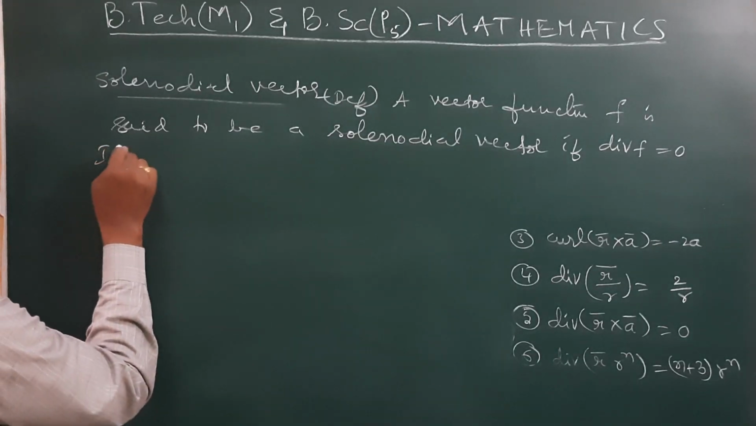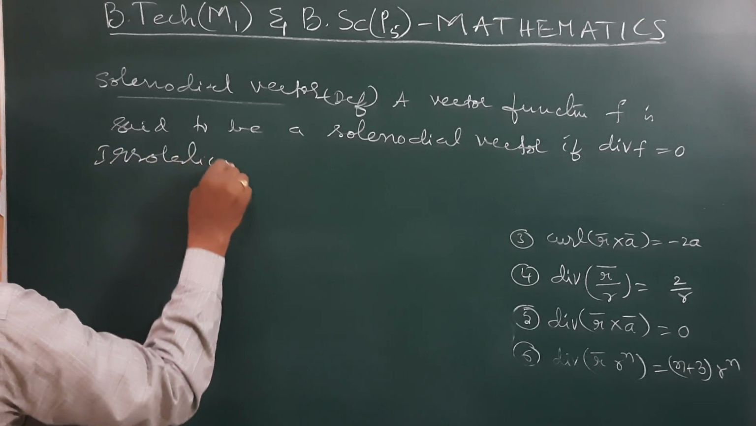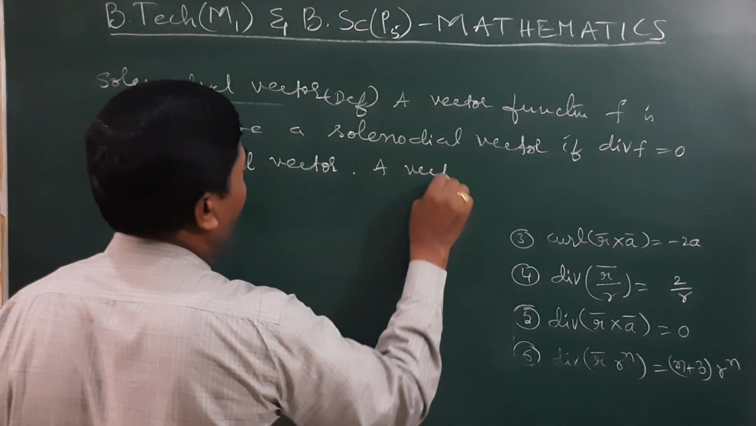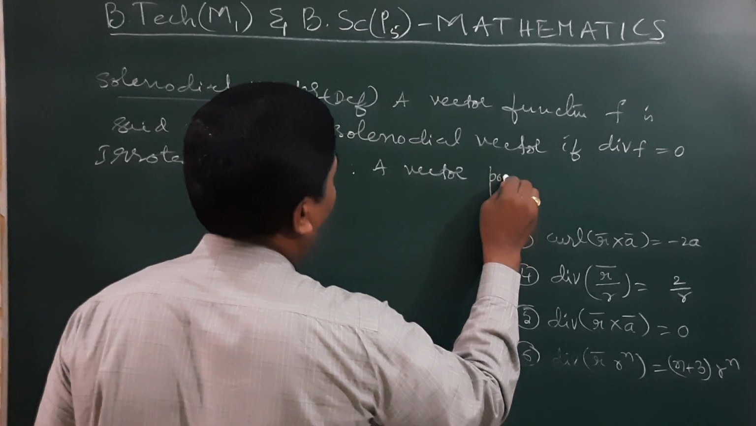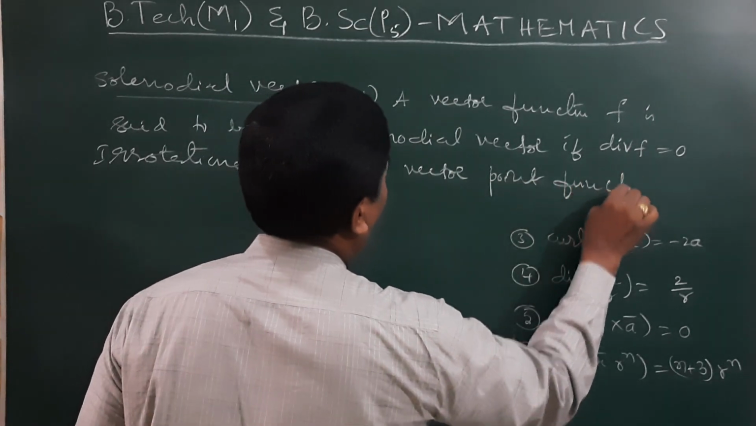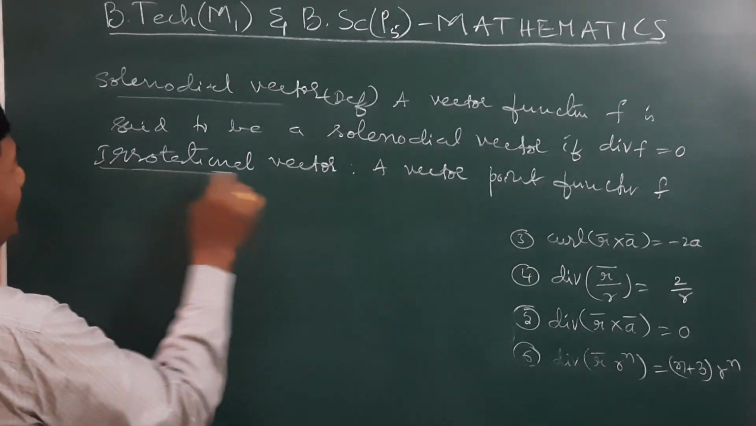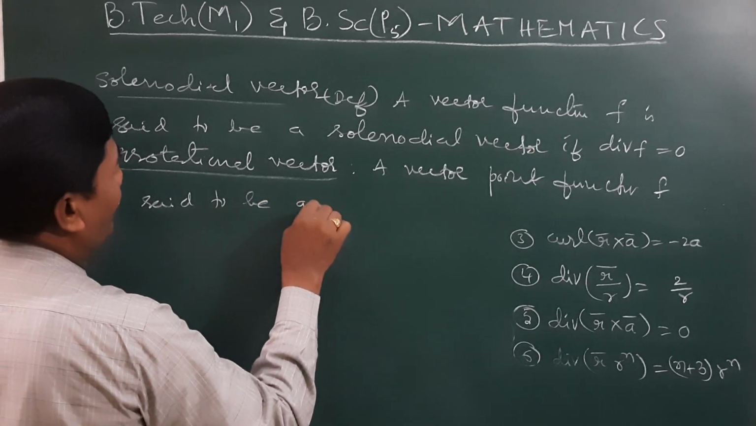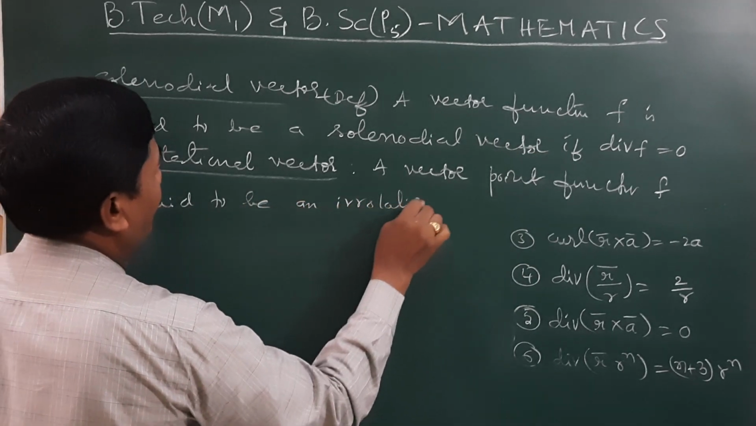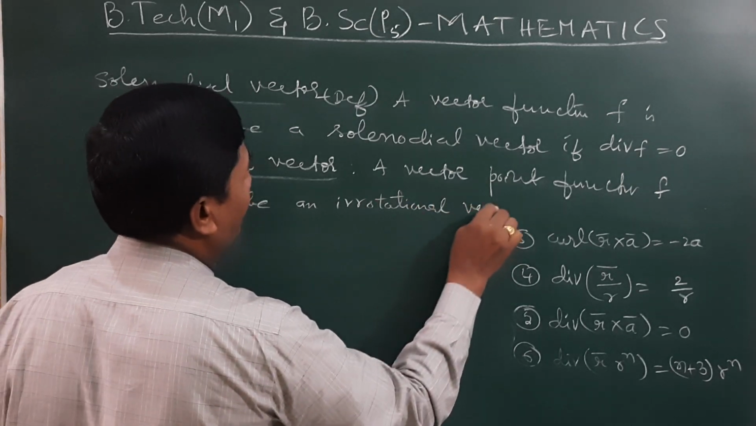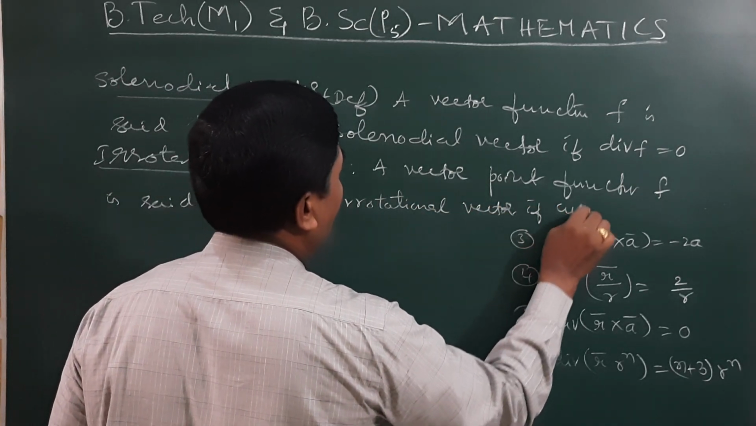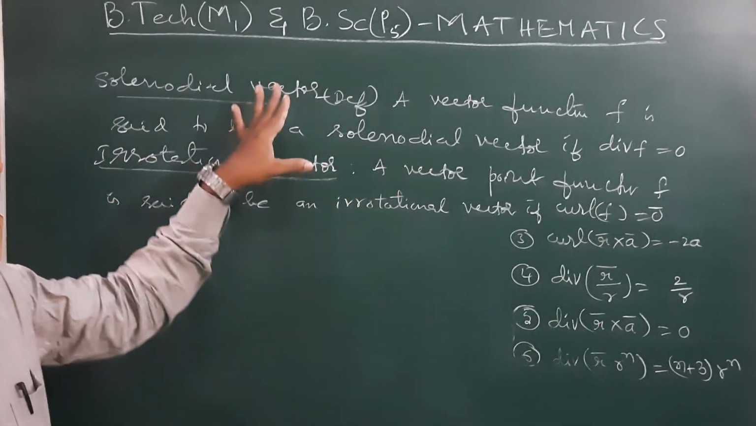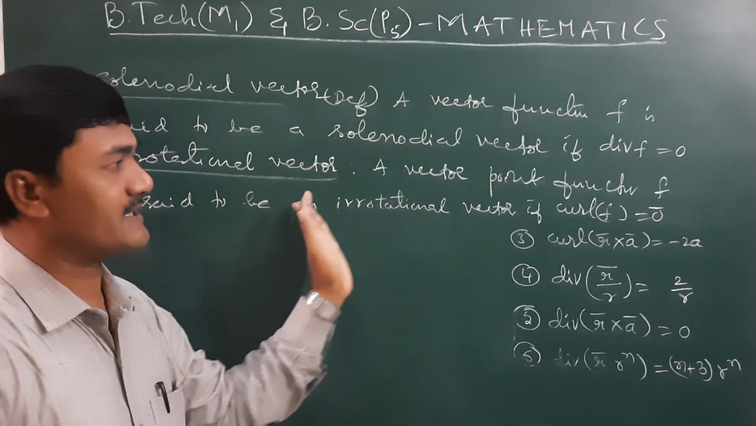And an irrotational vector: a vector point function f is said to be an irrotational vector if curl f is equal to 0 bar. Curl f is equal to 0 bar. One is a solenoidal vector, another is an irrotational vector only.